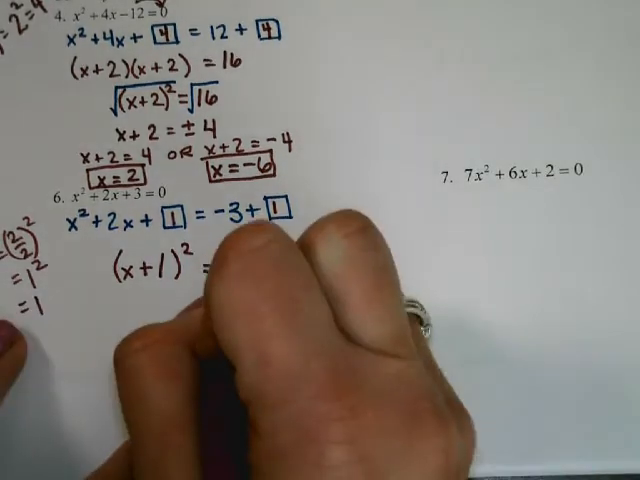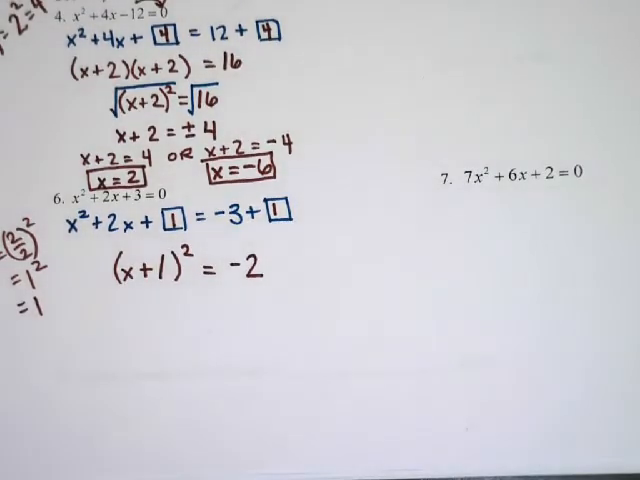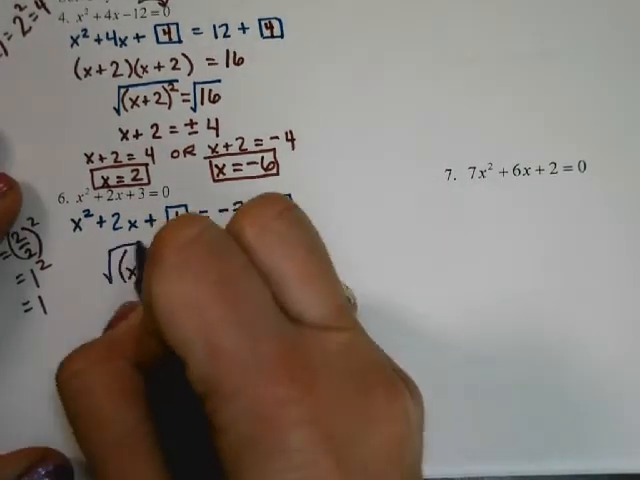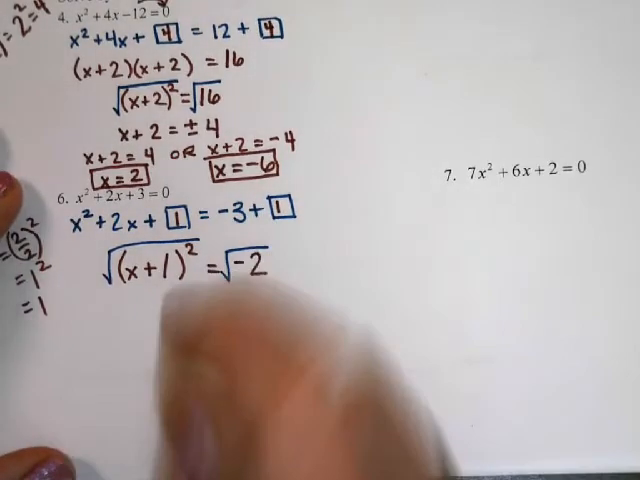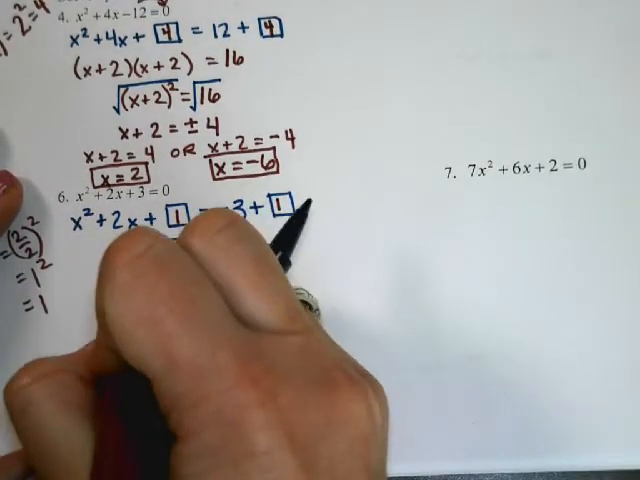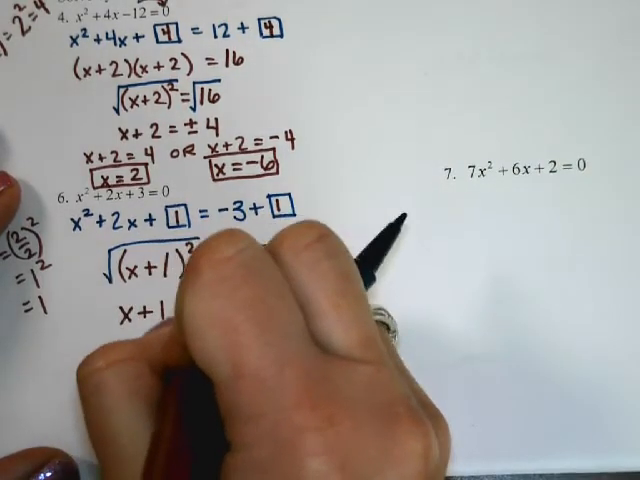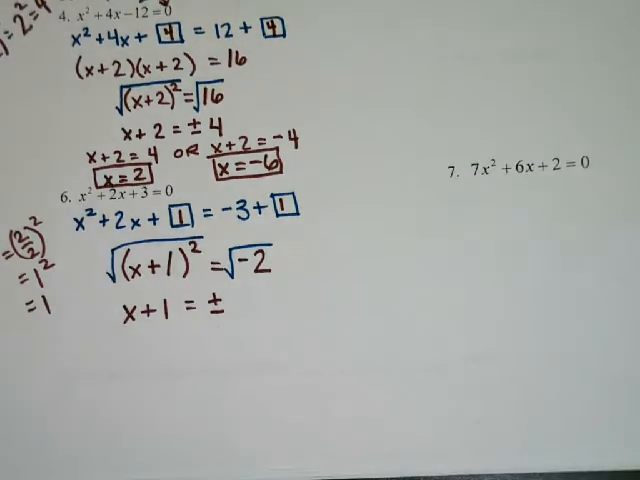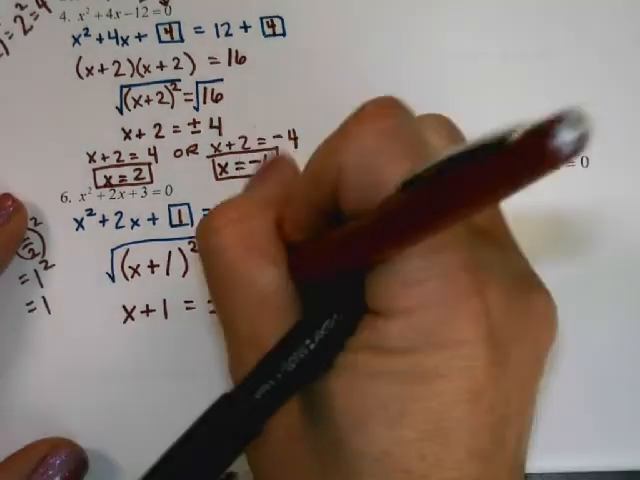Negative 2. Okay, how do I undo things that are squared? Take the square root. I'm the one taking the square root, so the very first thing I'm going to do is give that a plus or a minus. What else do you notice about it? Take out an i. It's got an i, right? We have a negative under the radical. Okay, so I'm going to take out an i.